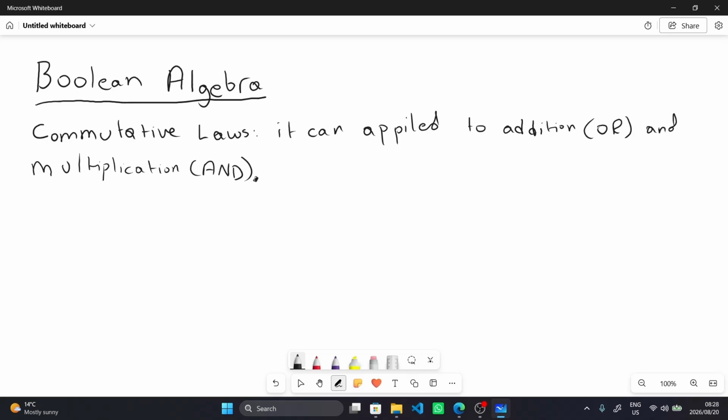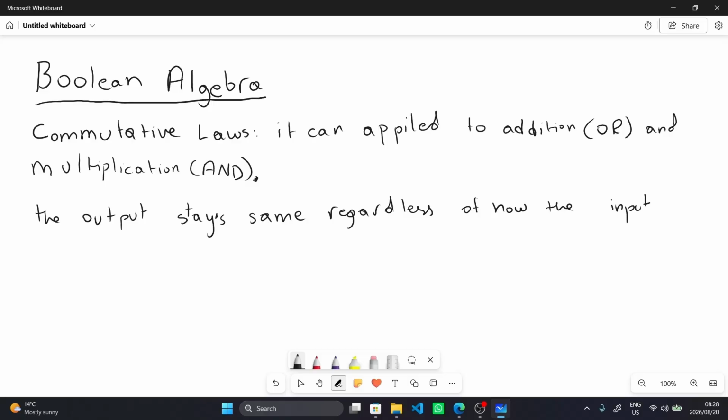The commutative rule says the output stays the same regardless of how the input variables are arranged. In the simplest terms, I'll show you. Let's zoom in a bit.